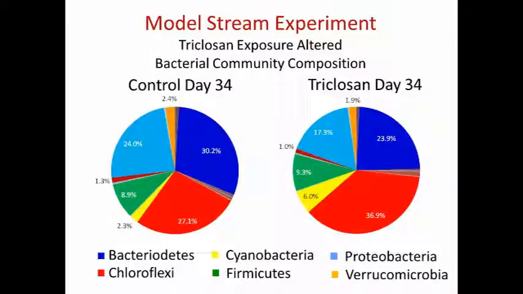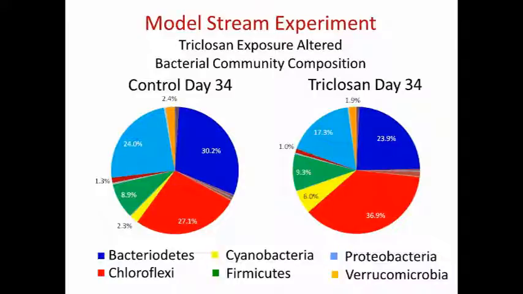The blue shape are bacteroidetes. These are really common stream bacteria. You can see they're reduced quite a bit by the triclosan addition. The other thing that we saw that was quite interesting was a big increase in photosynthetic bacteria. These cyanobacteria in yellow are photosynthetic bacteria, also called blue-green algae. And chloroflexi are a group of anoxygenic phototrophic bacteria, shown here in red. Both of these groups expanded significantly with the triclosan addition.